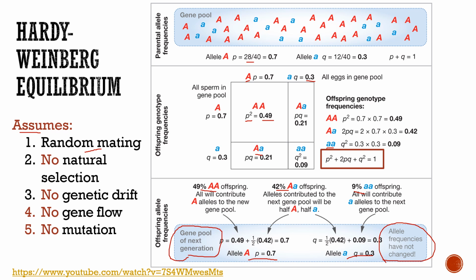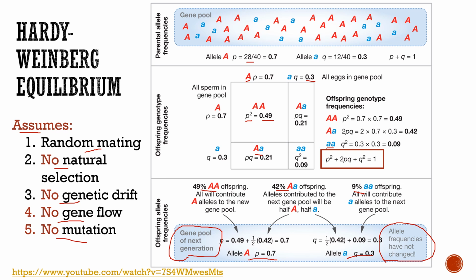We have random mating, meaning that it's 100% random as far as which mating pairs occur. There's no natural selection, so there's no driving force to prefer one genotype or phenotype to the other. There's no genetic drift or gene flow. We'll be learning more about these in a minute. And there's no evolution. So the idea behind Hardy-Weinberg is that from generation to generation, the allele frequencies would remain relatively the same.